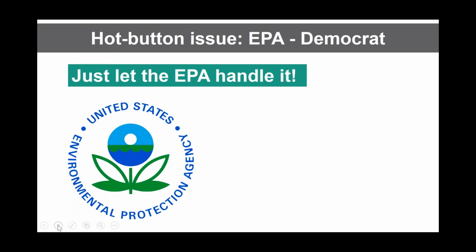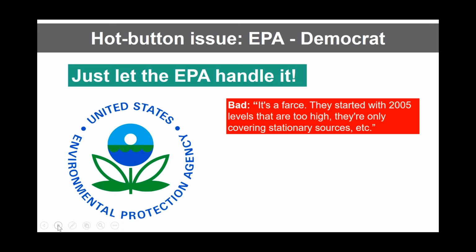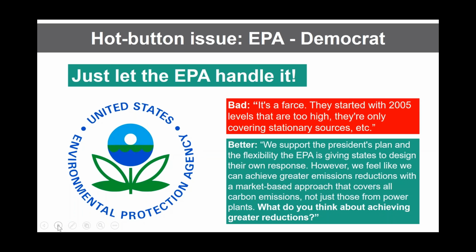Then in a Democrat's office, you might hear something like, I think we should just let the EPA handle emissions through their regulatory authority. They've already got a plan in place. So a bad dismissive response to that would be, It's a farce. They started by judging 2005 levels. Those are way too high. They're only covering stationary sources. It's just not going to get us where we need to go. A better response would be, we support the president's plan and the flexibility that the EPA is giving states and allowing them to design their own response.